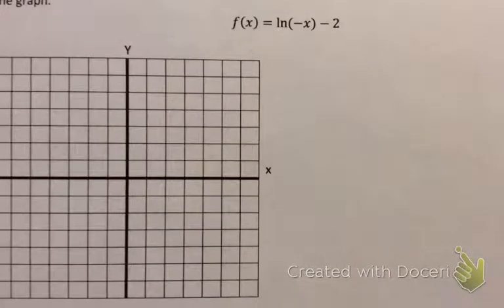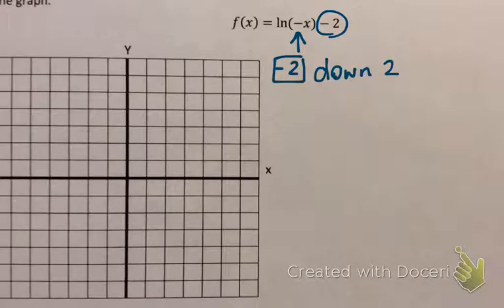On number 44, we are to describe how to transform the graph of the natural log function into the given function. So the first thing we have to look for is the differences in the equations, and in this particular case, we only see two differences. One of them is the negative on the inside, and the other is the -2 outside. Remember, a -2 outside, like with all other functions we've studied, will move the graph down 2, and the negative x on the inside reflects the graph horizontally.